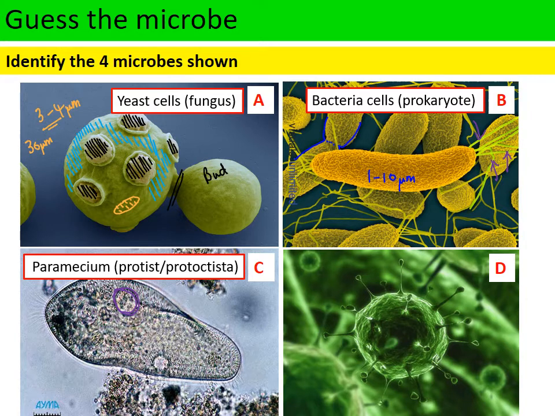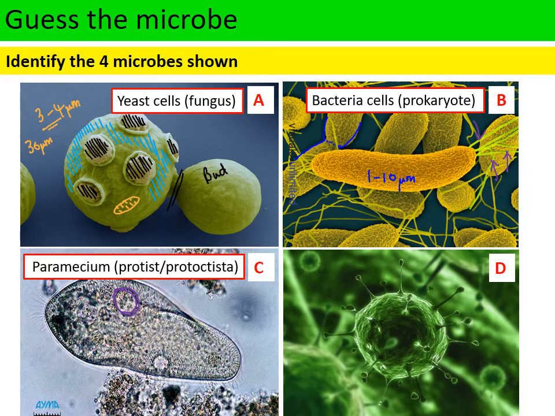Just like yeast cells are, and many bacteria are heterotrophic because they use ready-made organic molecules and they ingest them, they take them in, and then they break them down, and then they utilize them for various processes. So paramecium are eukaryotic, they've got membrane-bound organelles within them, and they are unicellular.